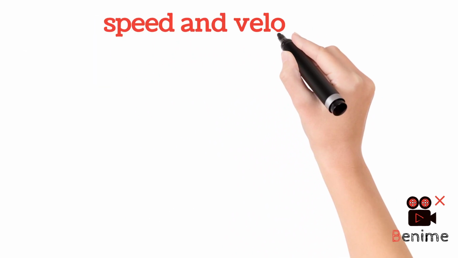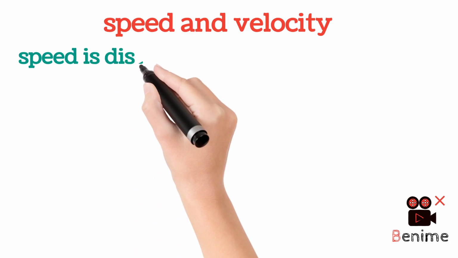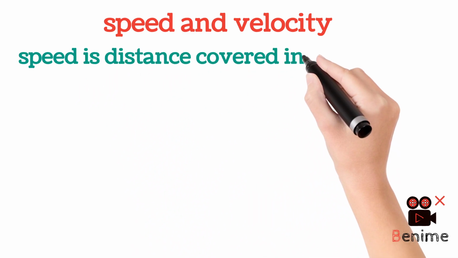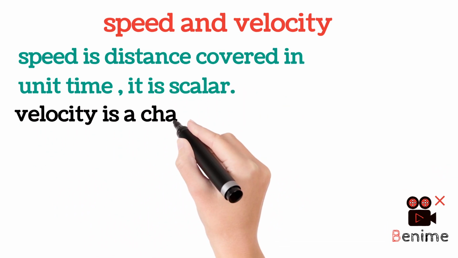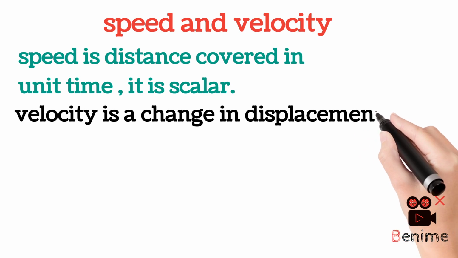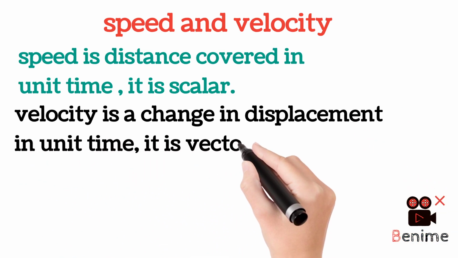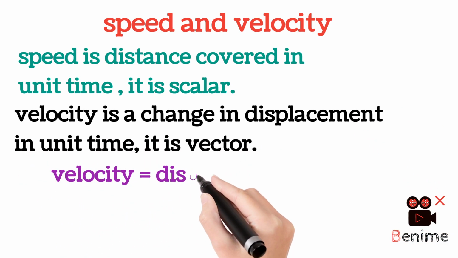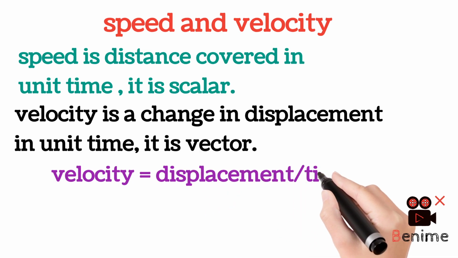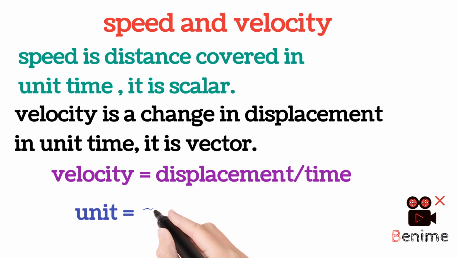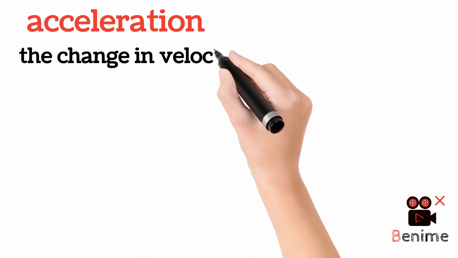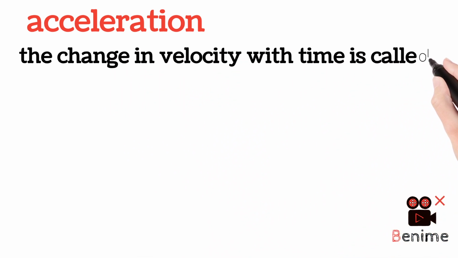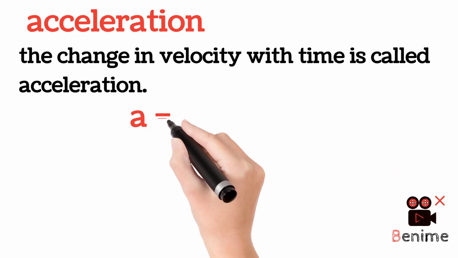Change in distance during motion results in the speed of an object, or you can say how fast distance is covered. Whereas change in displacement results in the velocity of an object. Both speed and velocity are measured in meters per second, but velocity also requires direction to explain as it is a vector quantity. Change in the velocity of a body with time is called acceleration. It is also a vector quantity and is measured in meters per second square.